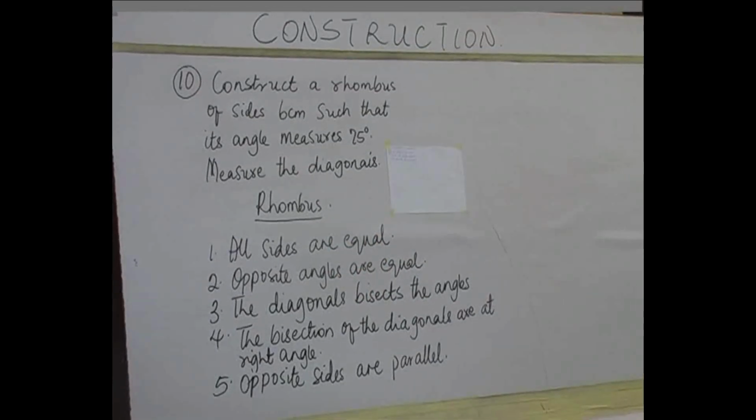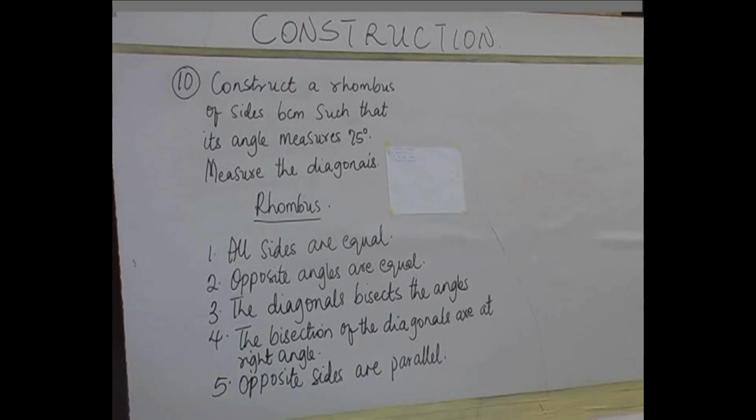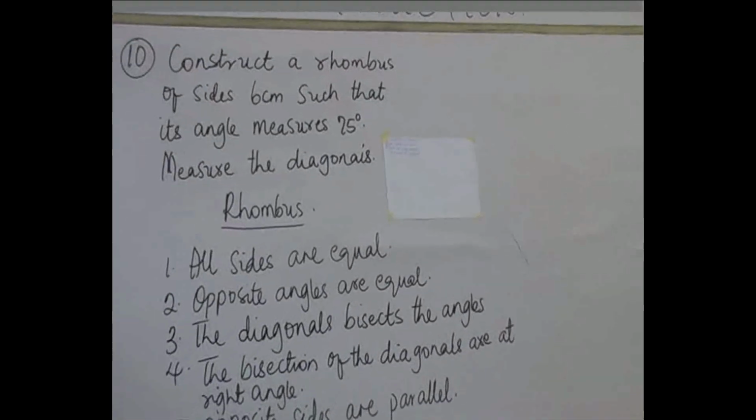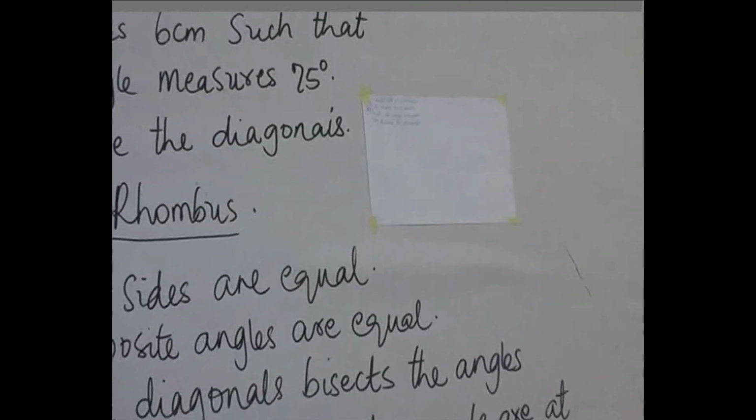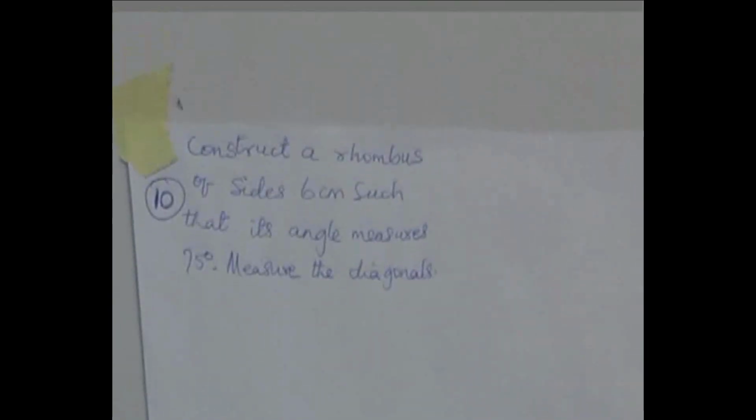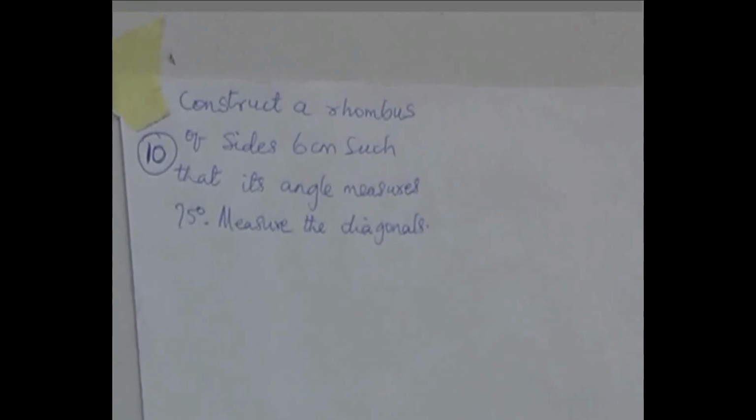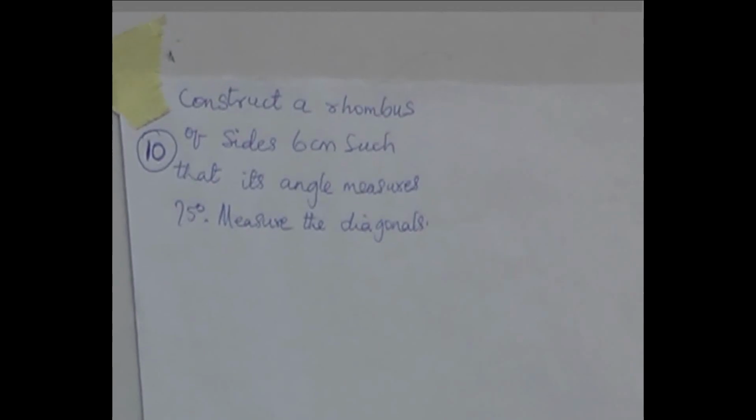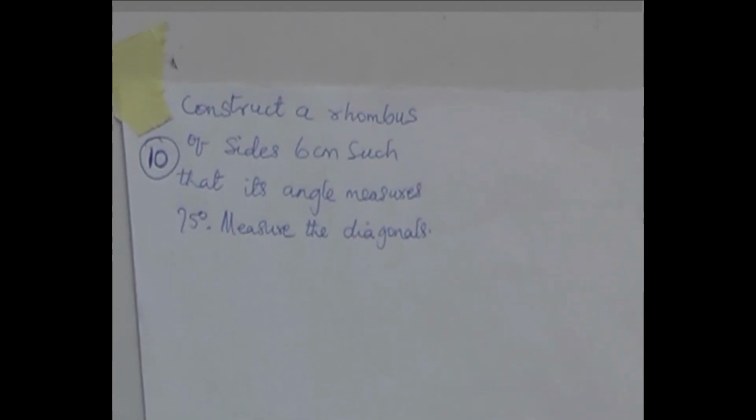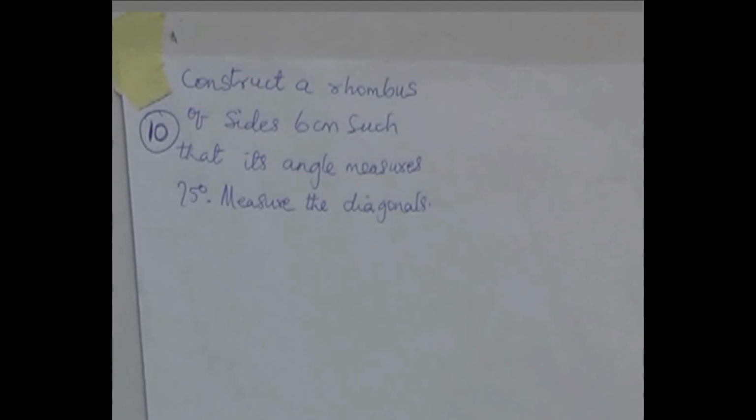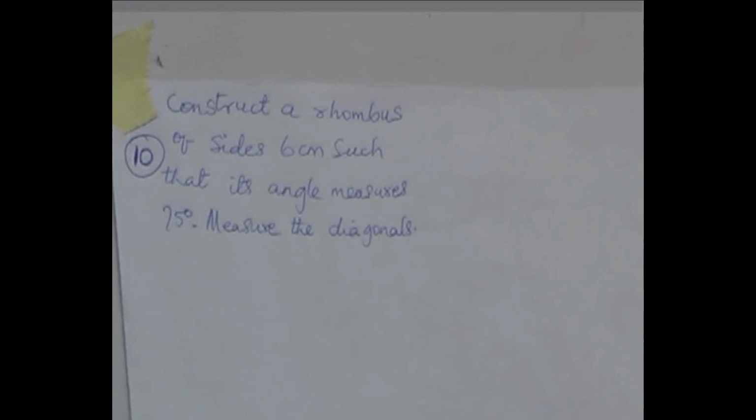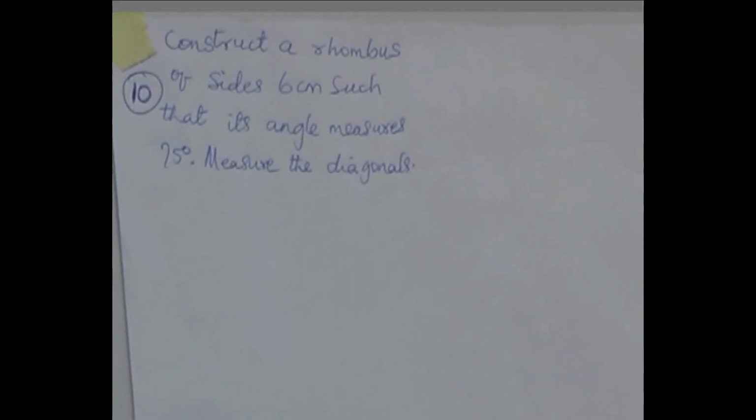I have pasted the drawing paper that we are going to draw on or construct on. So I want to bring it close now so that I will be able to draw on it. You can even read the question on it. Question number 10. Construct a rhombus of sides 6 cm such that its angle measures 75 degrees. Measure the diagonals.